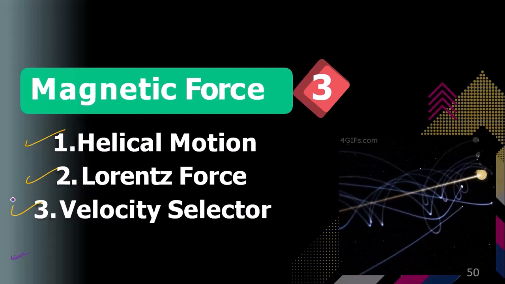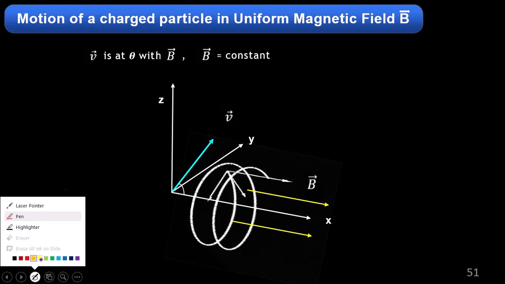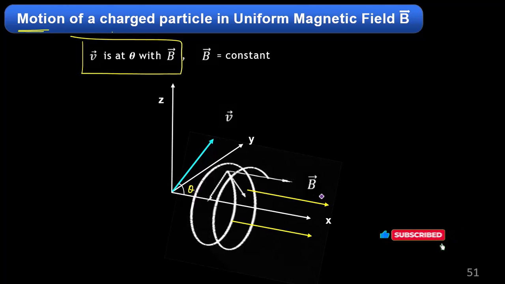Now we study the motion of a charged particle in the magnetic field where v is at an angle theta with B. v is not perpendicular to the B vector, it is at an angle with the B vector. Let us say it is making angle theta with the B vector. So v is along the yellow color vector direction, B is along the blue color direction.